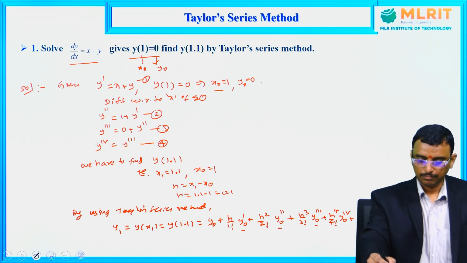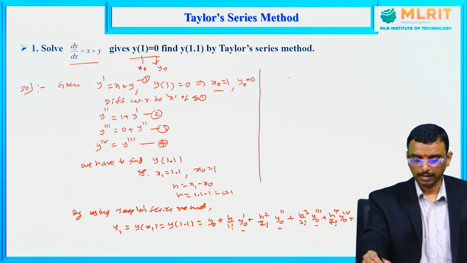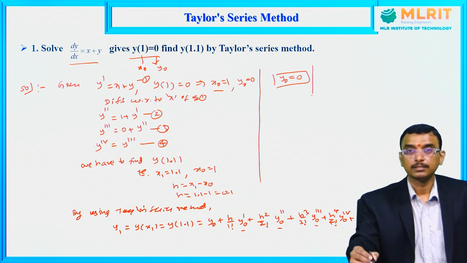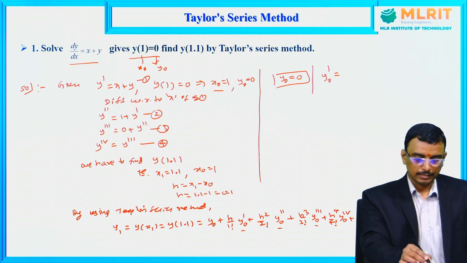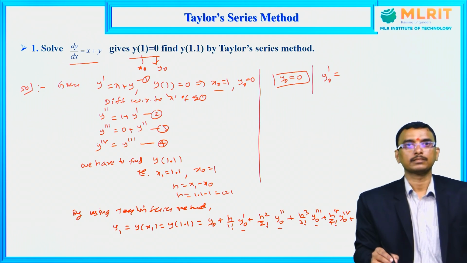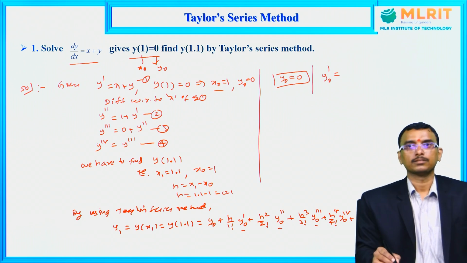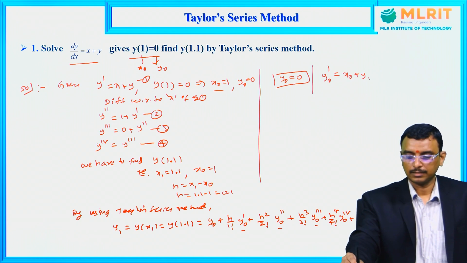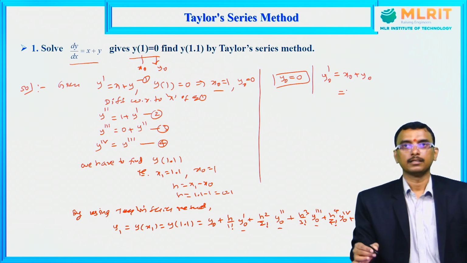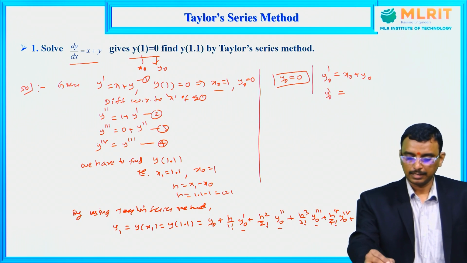Now we will find the values of this y naught. We already know that y naught value is 0. Now we have to find y naught dash. What is y dash? From equation 1, y dash is equal to x plus y. So we can write y naught dash is equal to x naught plus y naught. Already we know the value of y naught, and x naught value is 1. So 1 plus 0, this is 1. So y naught dash is 1.